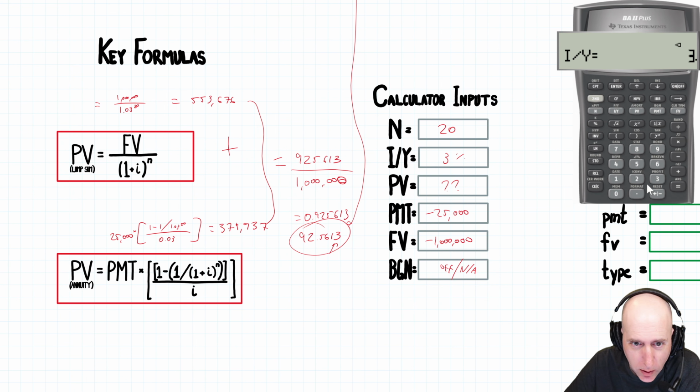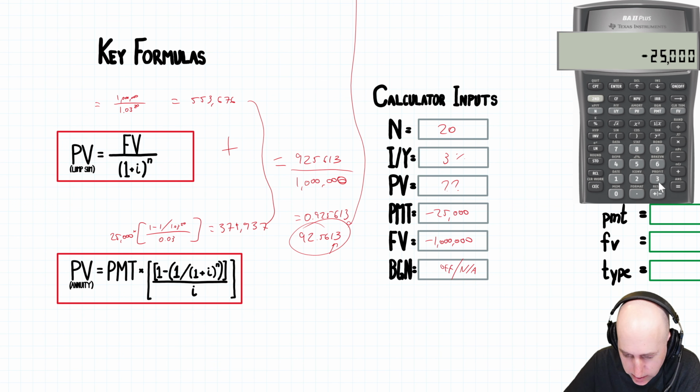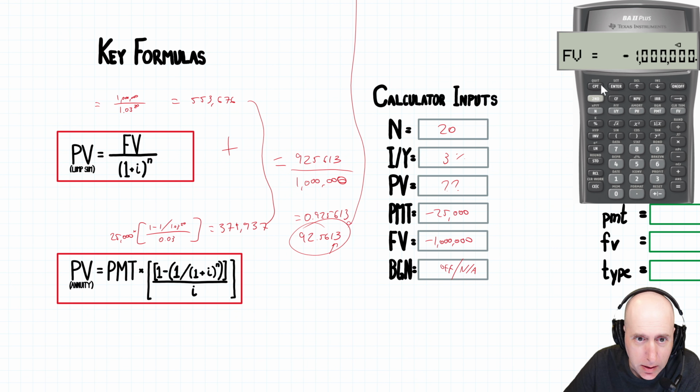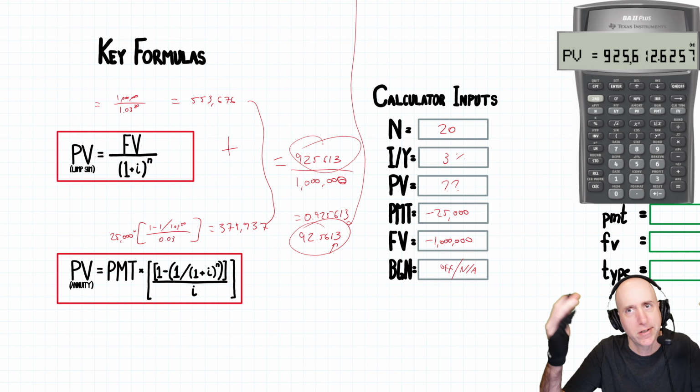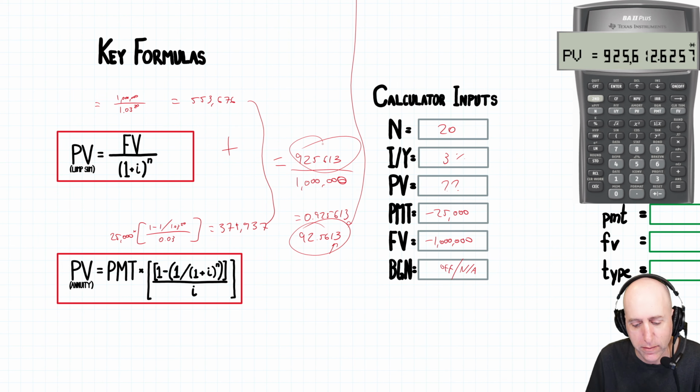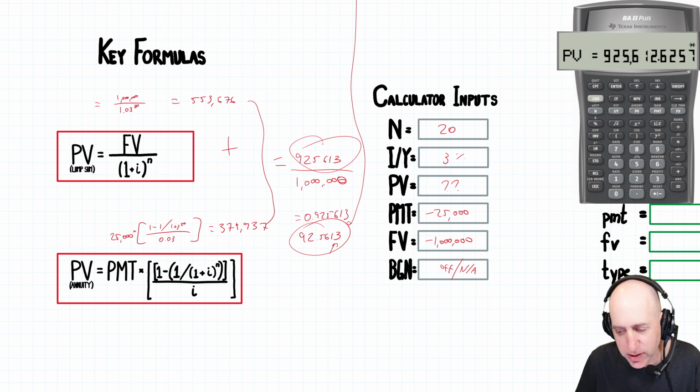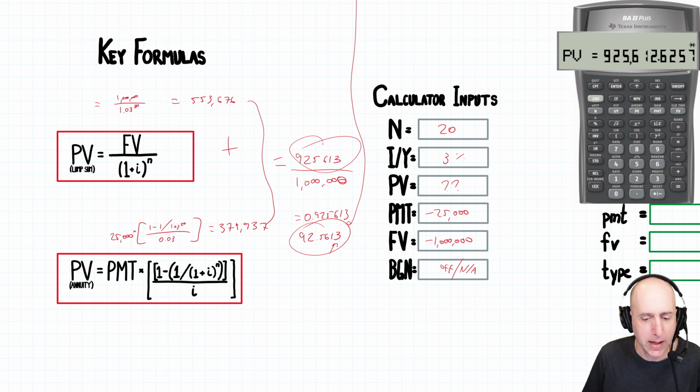Don't know my PV. 25,000 negative goes in as PMT. 1,000,000 negative goes in as FV. And then I compute PV, 925,613. The number matches. I can get the percentage, 92.561, to match what's in the question. So yes, we solved it with the calculator.